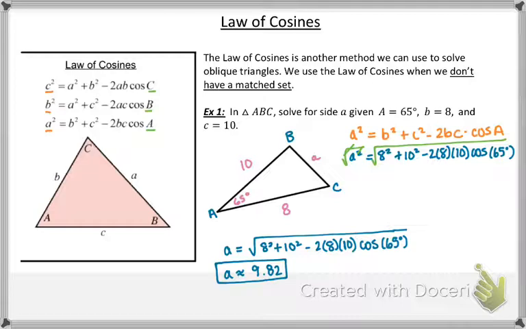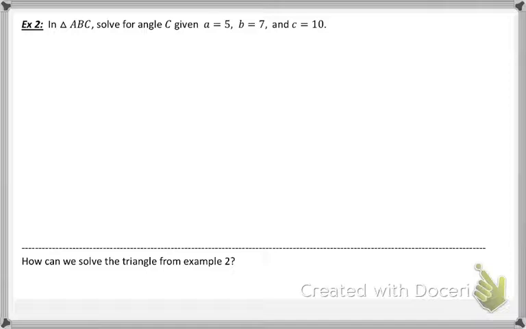Let's look at one more example. So in example 2, we've got triangle ABC, and we're looking for angle C. Given instead of an angle, now we're given 3 sides instead. So again, always start by drawing a diagram if it's not already given to us. Your diagram doesn't have to be drawn to scale as long as you label everything correctly. So little a is 5, little b is 7, and little c is 10, and we're looking for angle C.